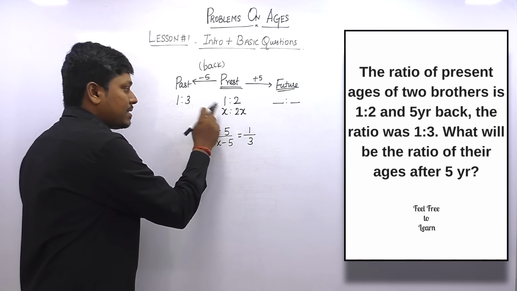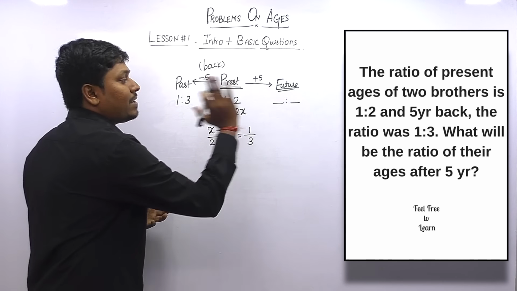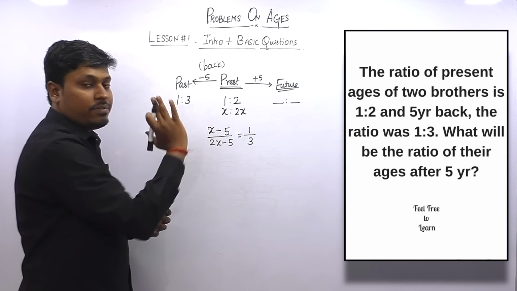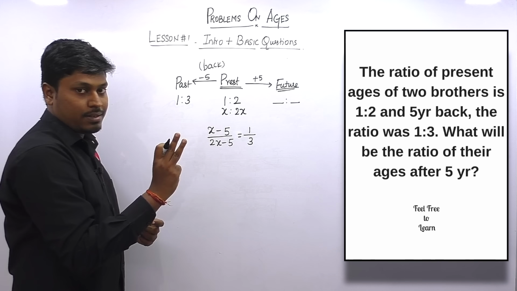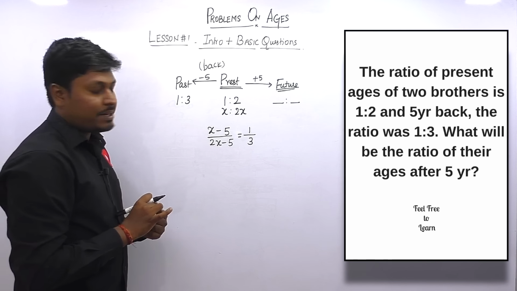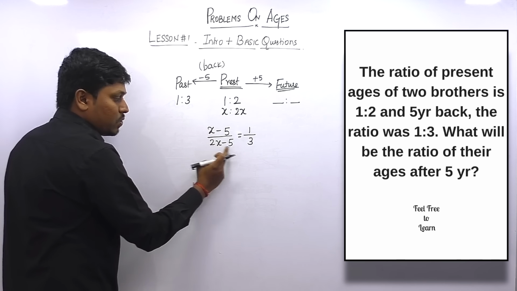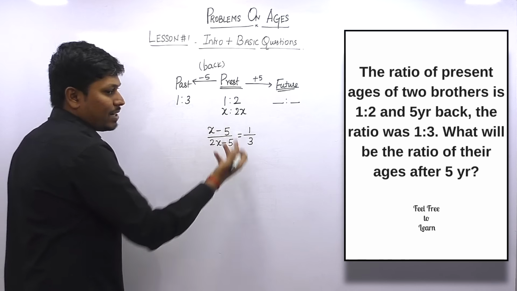Initially we can find the present age, and after finding the present age we can find the ratio of the future ages. That will be easy. So instead of directly finding the future age, let me first find the present ages of the two brothers. After finding the present age it is easy to calculate the future. So x minus 5 for the first brother divided by 2x minus 5 for the second brother, and 5 years back the ratio is 1 divided by 3.